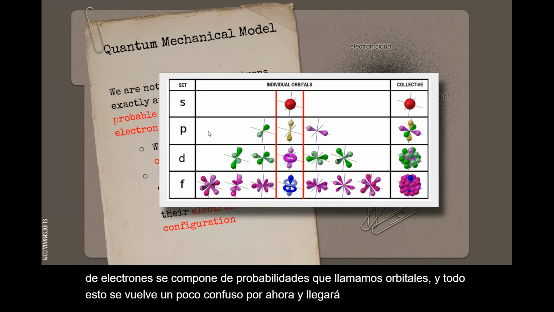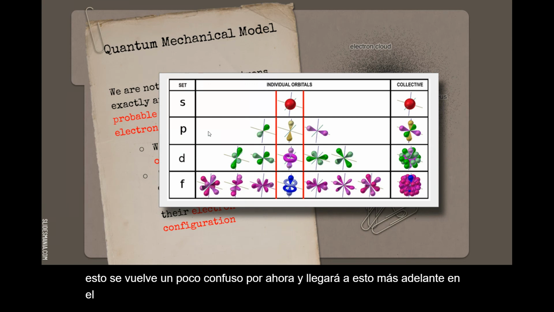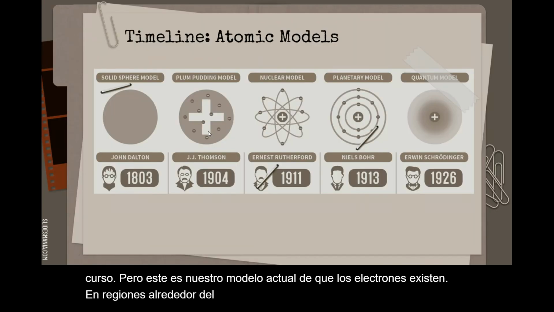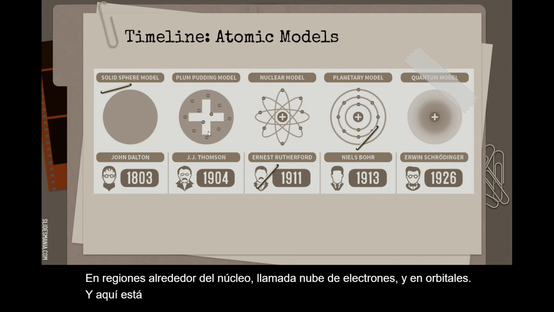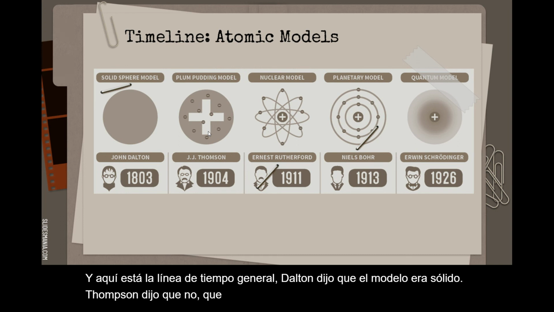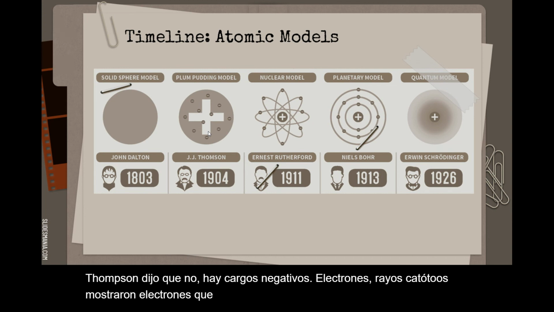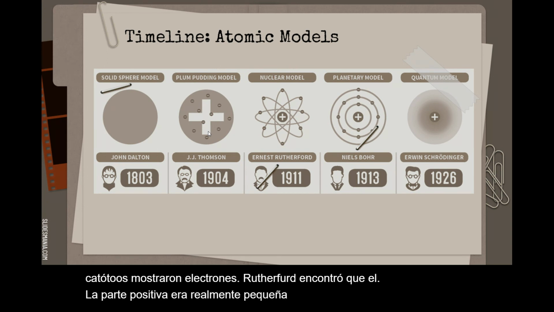But this is our current model that electrons exist in regions around the nucleus called the electron cloud and in orbitals. And here's kind of the overall timeline. Dalton said the model was solid. Thomson said, no, there are negative charges, electrons. Cathode rays showed electrons. Rutherford found that the positive part was actually really small. The atom is mostly empty space.